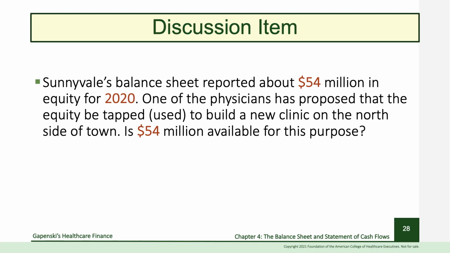So Sunnyvale's balance sheet reported about $54 million in equity for 2020. One of the physicians has proposed that the equity be tapped or used to build a new clinic on the north side of town. So basically the question is, is $54 million available for this purpose? Now it is retained earnings, and if you have to claim it against assets, it may not necessarily be available. This money may have been used to fund something else, or it may be in a long-term investment account. Only the portion that is sitting in cash is available to the business for use, so it may not be readily available for use.